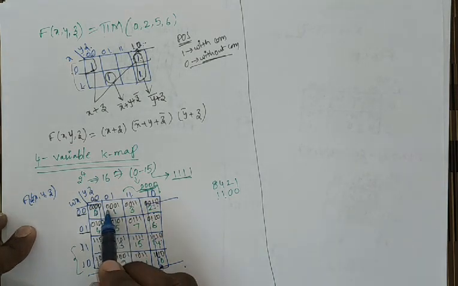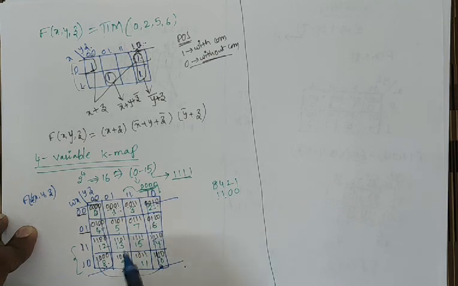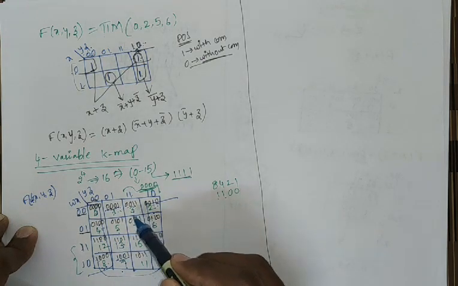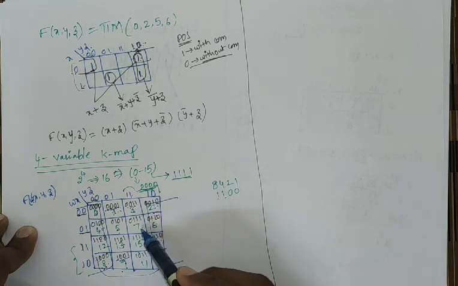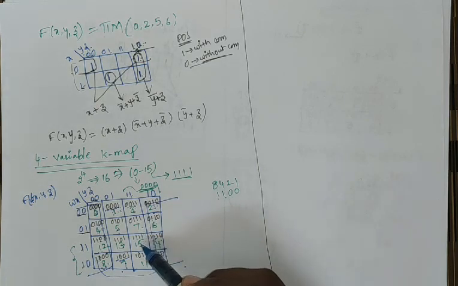Like the same, 0001 means 1. 0011 means 3. So 1 is adjacent to 3. 1 is adjacent to 5. 1 is adjacent to 9. So here 1 and 9 are adjacent to each other because only the MSB position is variable. The remaining 3 positions are fixed. Like the same, 5 is adjacent to 13. 13 is adjacent to 5. 13 is adjacent to 9. 9 is adjacent to 13. Like the same, 3 is adjacent to 7, 7 is adjacent to 3. Next 7 is adjacent to 15, 15 is adjacent to 7. Next 15 is adjacent to 11, 11 is adjacent to 15.